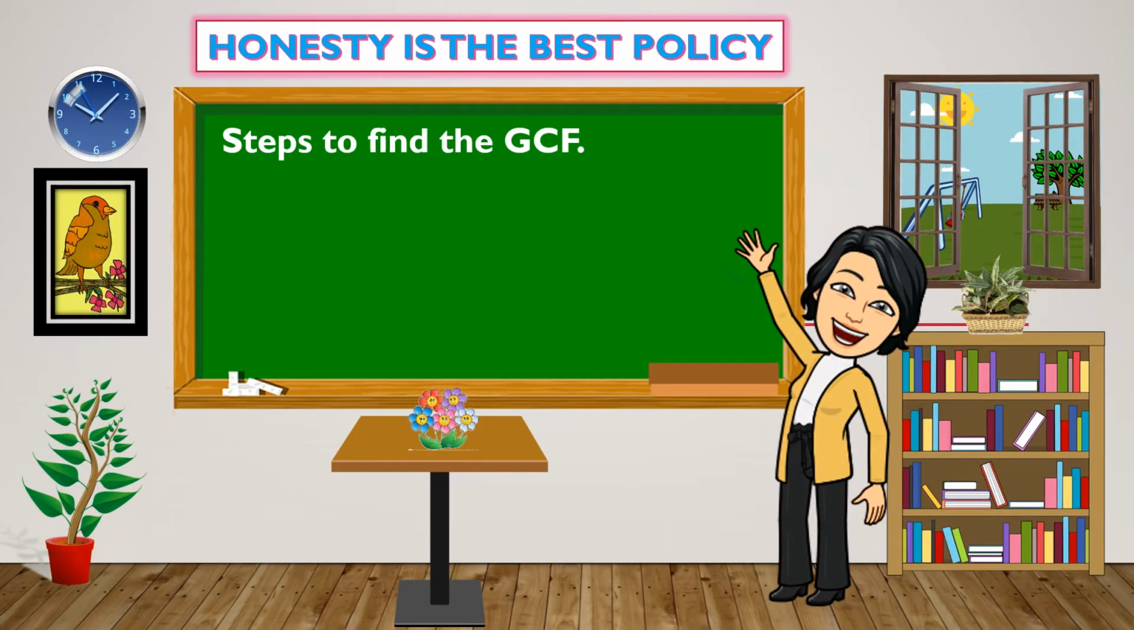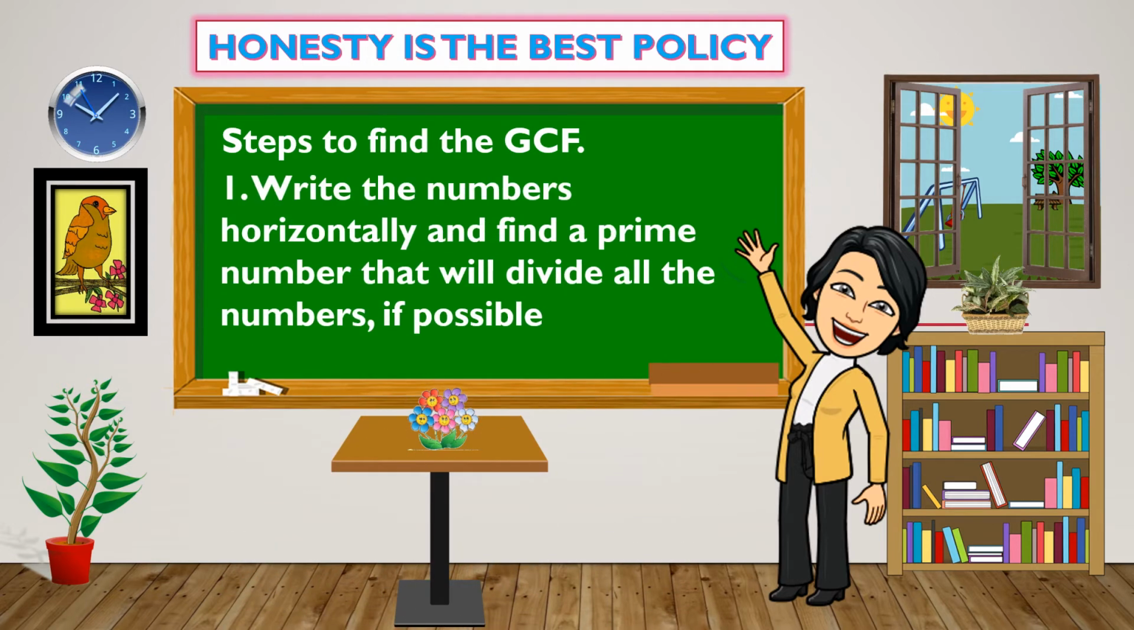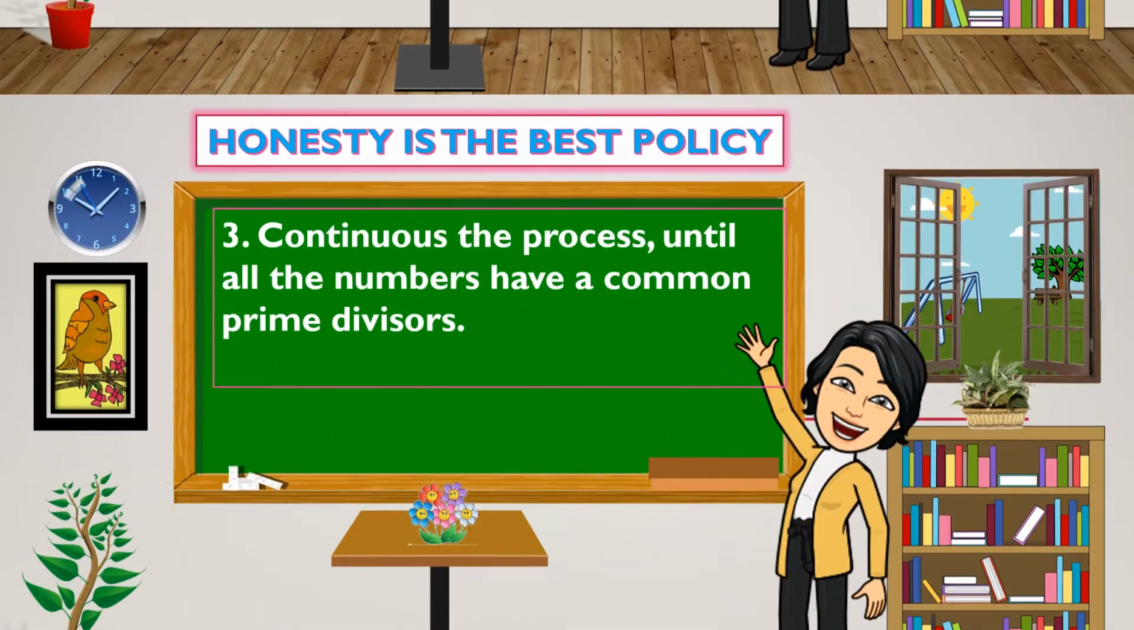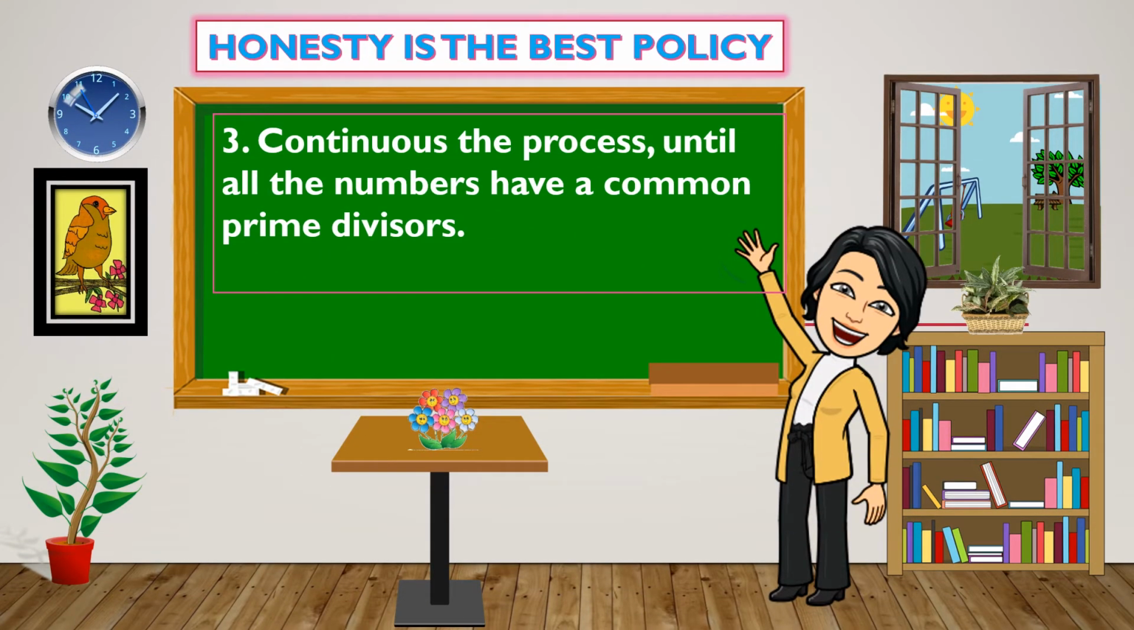The steps to find the GCF. First, write the numbers horizontally and find the prime number that will divide all the numbers if possible. 2. Divide by the prime number and write the quotient below the dividends. 3. Continue the process until the numbers have no common prime divisor.